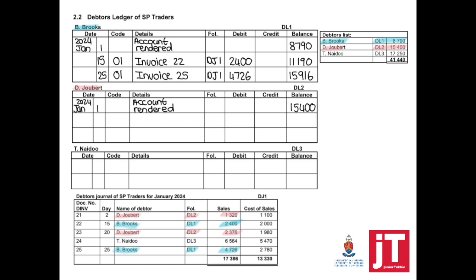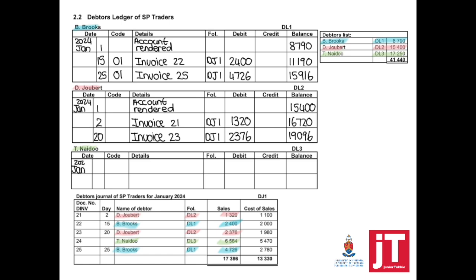The first transaction was on day 2, invoice 21 from the debtors journal, 1,320. Very important, calculate the balance after each transaction. Then on day 20, invoice 23 from the debtors journal on the debit side, 2,376. The new balance, 19,096.